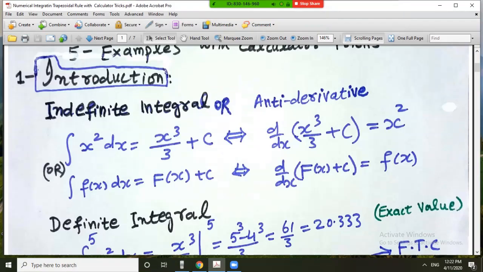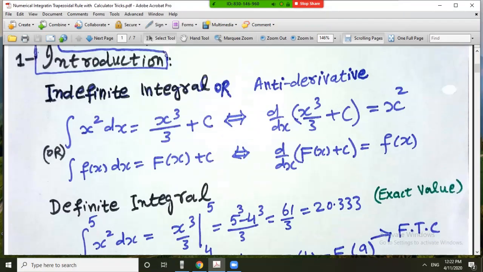Introduction to Numerical Integration. Numerical integration is simply the approximation of definite integral. But what is definite integral? Before that, what is indefinite integral? If we have a function x square, the indefinite integral is x cubed by 3, or the antiderivative of x square is x cubed by 3. In other words, in this indefinite integral, we find a function x cubed by 3 whose derivative is x square.